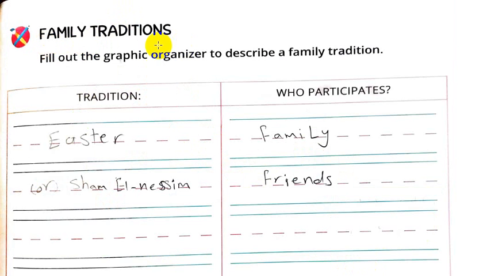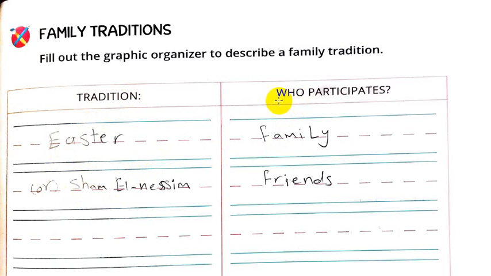Family traditions. Fill out the graphic organizer to describe a family tradition. What is the meaning of traditions? Traditions mean behaviors which are passed down from one generation to the next. Again, behaviors which are passed down from one generation to the next. Number 1, tradition. I choose here Easter or Sham el-Nessim.